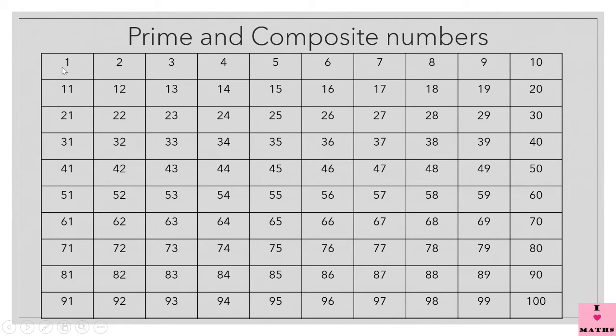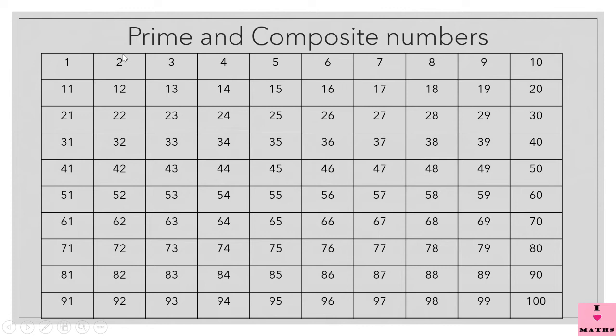Okay, 1 is a unique number. So we are just going to leave 1. 1 is neither prime nor composite. Remember this, children, as this is a favorite question with the examiners. Okay. Now, what we have to do is circle the next number and cross all its multiples. So the next number is 2. We have to circle 2 and cross all its multiples.